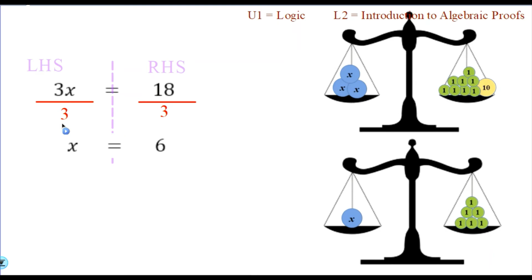3x divided by 3 gives us a third of that, so that's x. 18 divided by 3, a third of 18, is 6. So now we have 1x on this side and 6 on the right-hand side. We found out what x equals. That's how you do it, doing the same thing to both sides always. Get that x by itself.